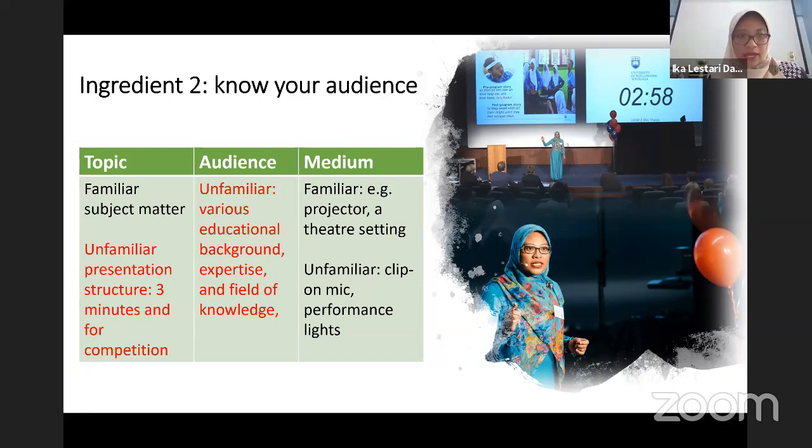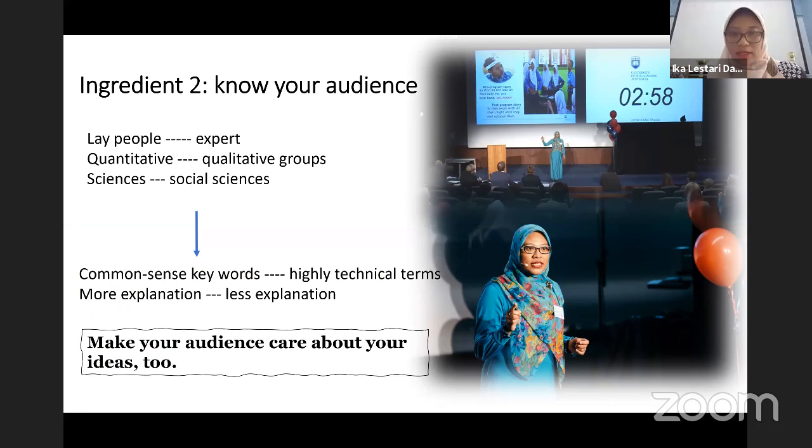Next one. So what I learned from this event. It's very important for me, before I do my presentation, or once I know that I'm going to present at some event, to know who the audience are, whether they are lay people or experts. And maybe you might want to know whether they are fans of quantitative or qualitative groups, or whether they are coming from sciences or social sciences, because it will matter. It will affect the language choice that you are going to use in your slides or in your talk.